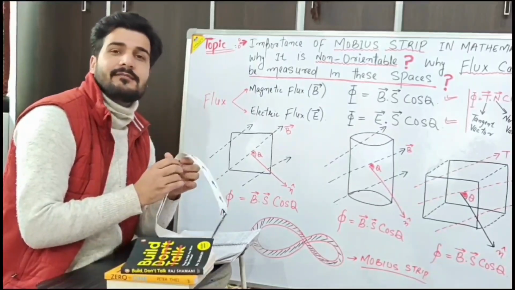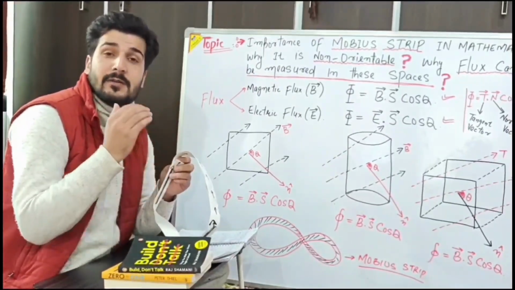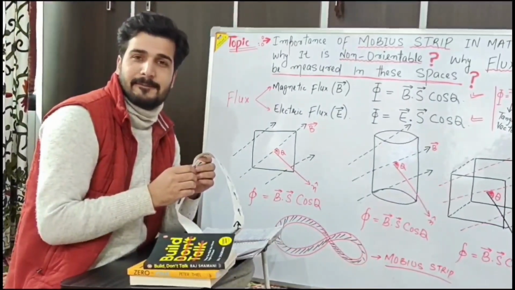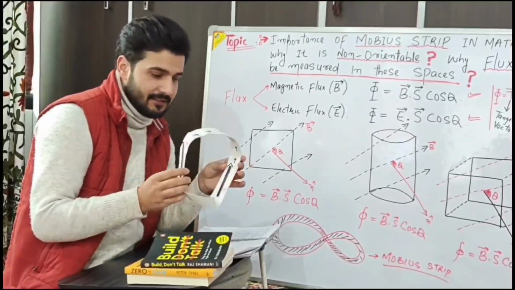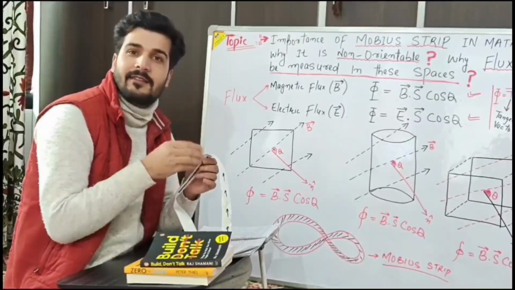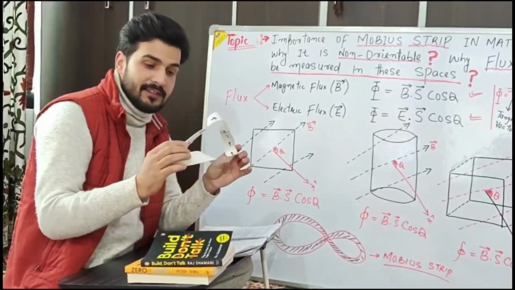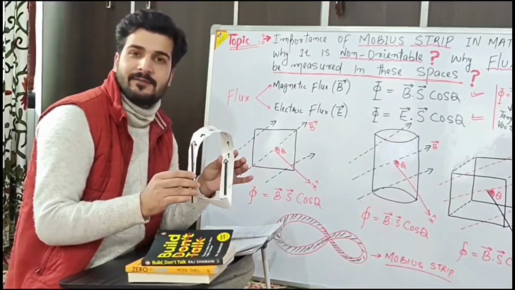So it means that topology beats the intuition. Mathematics beats the intuition, right? If we cut a circle from the middle, we get another circle. But in the case of the Möbius strip, the situation is totally different. The case is totally different, right?